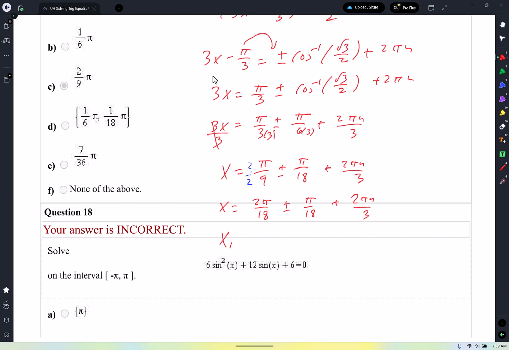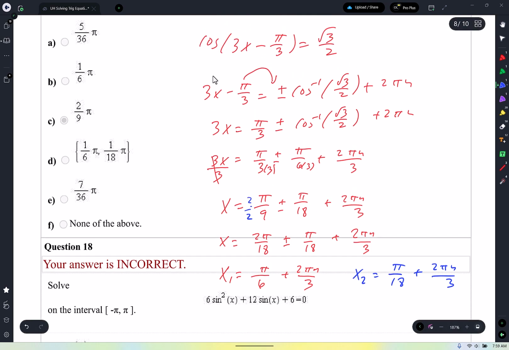If I add them, I'm going to call that x1. 2 pi plus pi is 3 pi, and 3 goes into 18 6 times. So I'm going to erase the 3 and the 18 and write pi over 6 plus 2 pi n over 3. If I subtract them, I'm going to write x2. 2 pi minus pi is 1 pi. So pi over 18 plus 2 pi n over 3.